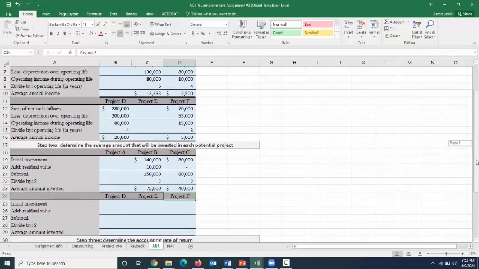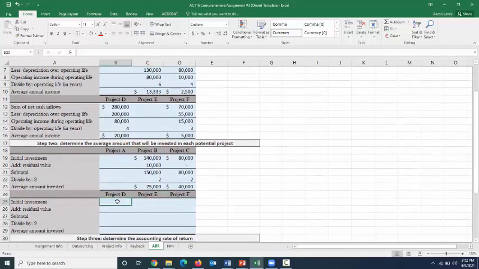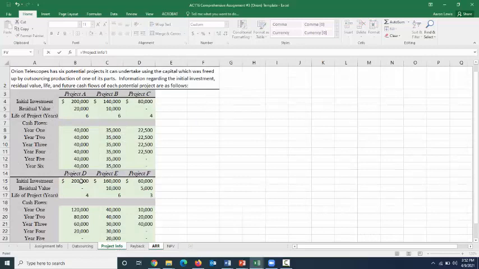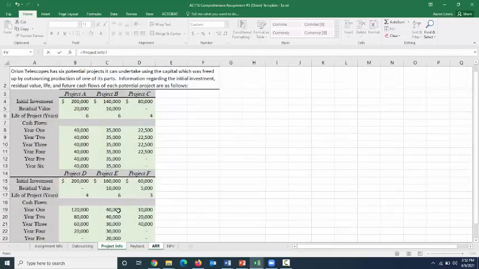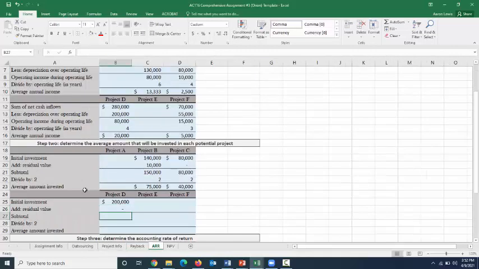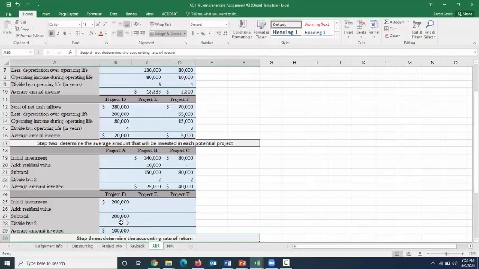Going down to Project D, and on Project D we have an initial investment of $200,000. The residual value of Project D is also 0, which means that our subtotal is going to be 200,000. It's worth $200,000. We have $200,000 tied up on the first day. We'll have $0 tied up on the last day. Well, if we divide by 2, we find the average of those two numbers, and the midpoint between 200,000 and 0 is 100,000. So our average amount invested in project D is going to be 100 grand. Project E has been eliminated.